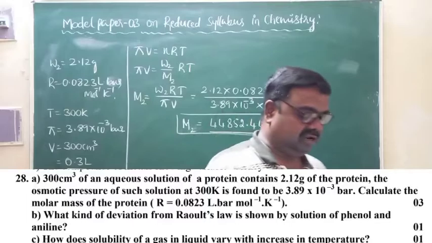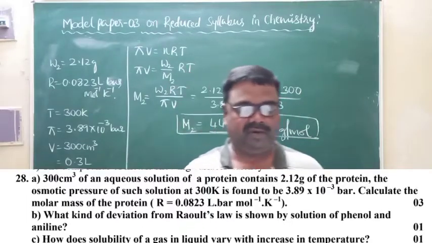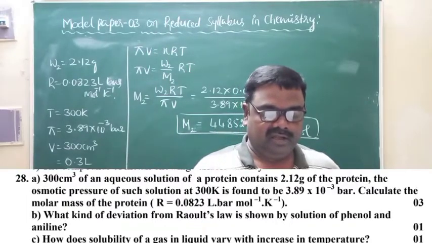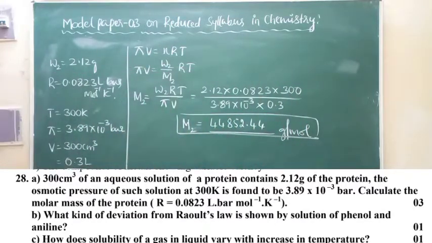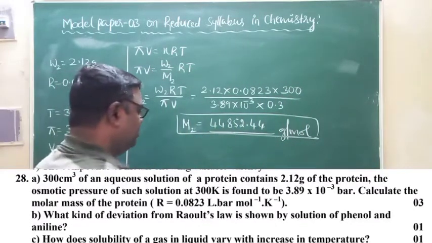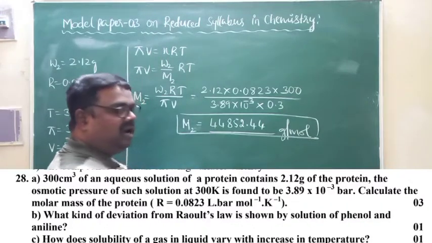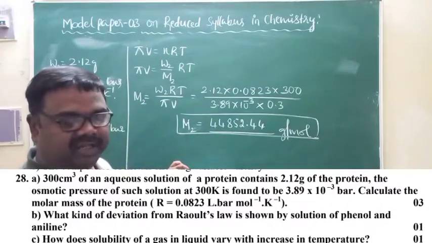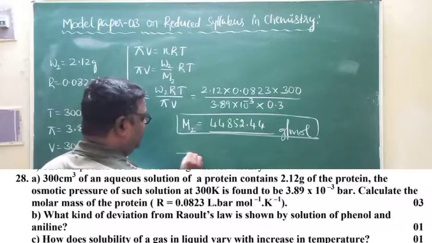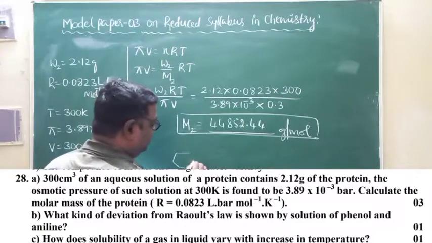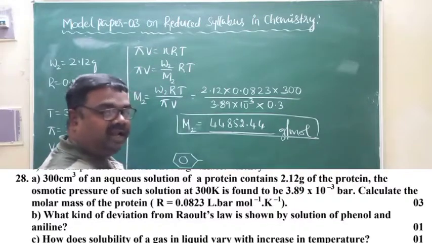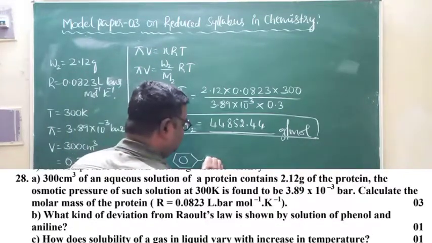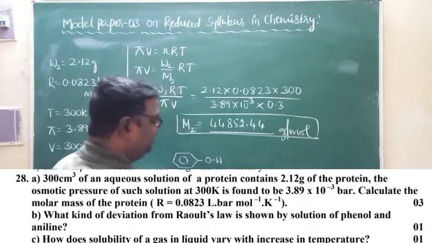Question 28 has sub-questions. What kind of deviation from Raoult's law is shown by the solution prepared by mixing phenol and aniline? A mixture of aniline and phenol will form a non-ideal solution with negative deviation. It will show negative deviation from Raoult's law.